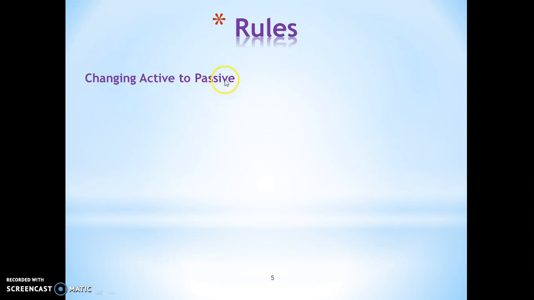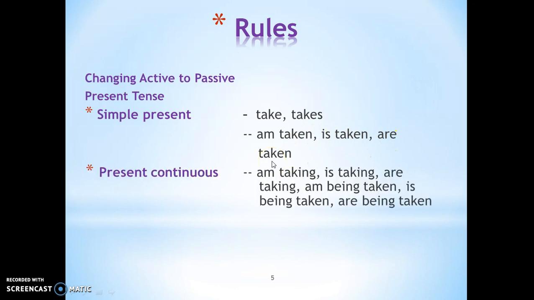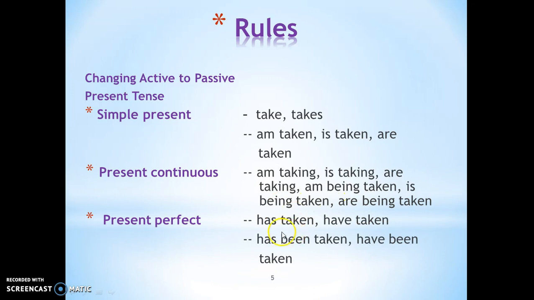How to change active to passive sentence? In the present tense, the verb take or takes is written as am taken, is taken, or according to the plural verb, are taken. The present continuous is written as am taking, is taking, are taking, or am being taken, is being taken, or are being taken. The present perfect will be used with the perfect auxiliary has or have according to the noun's number. It also adds has been taken or have been taken.